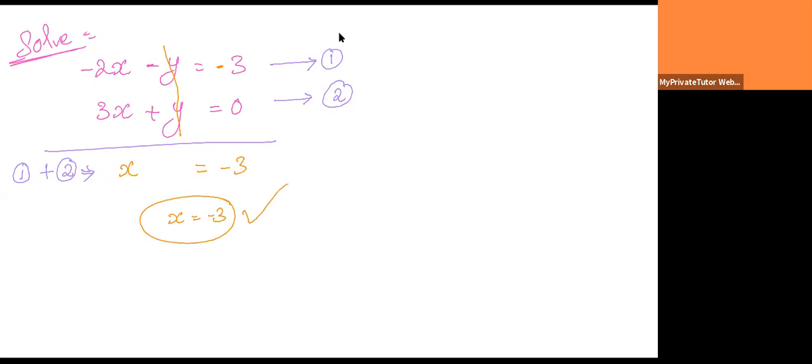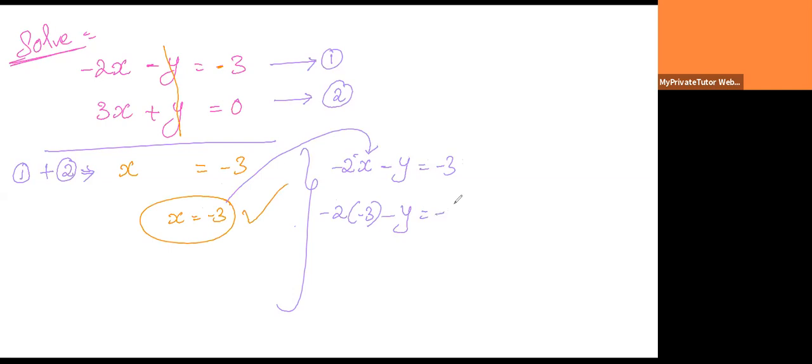So what we need to do now is write any of the equations. It doesn't matter. I'm taking the first equation: 2x minus y equals minus 3. We got the x value as minus 3. Please substitute that.